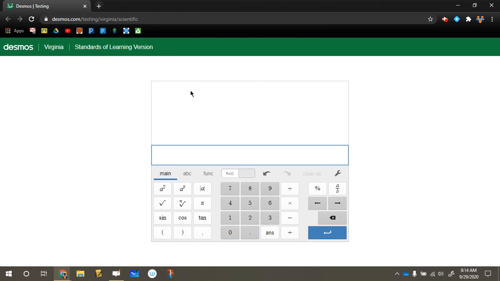But going back to the notes here, let's go ahead and look at another example. Example number 2. So just finding square roots. The first square root that they want you to find here is the square root of 25.